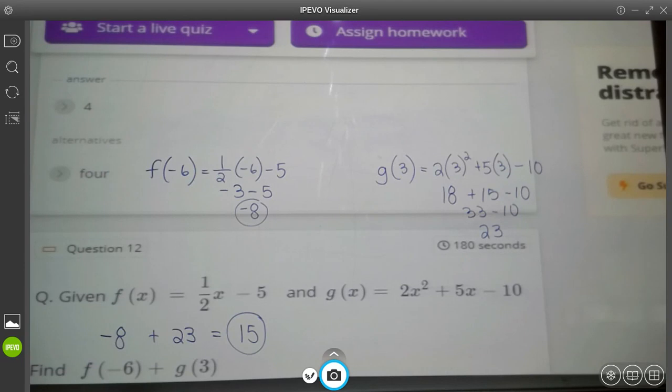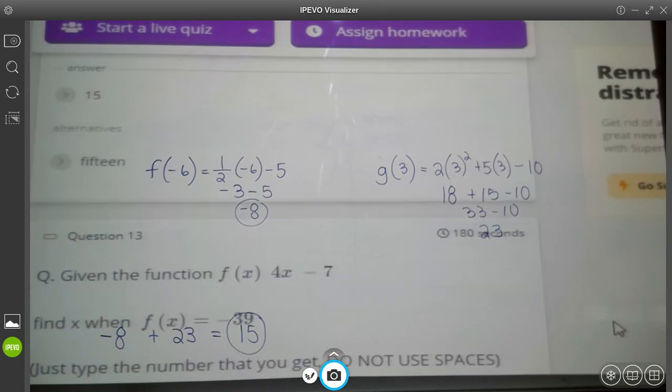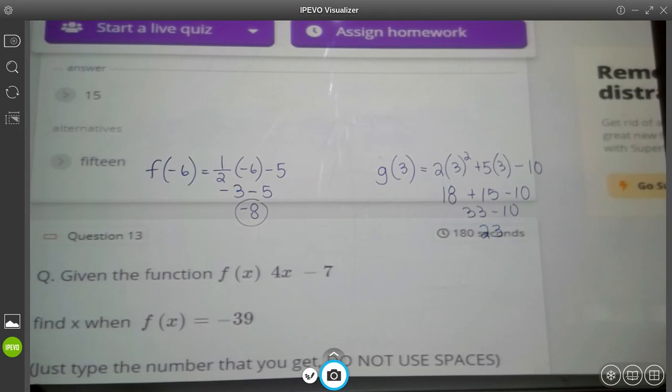All right, last question. I give you a function, and this is a typo. It should say equals. f of x equals 4x minus 7. They want you to find x. So what number has to go in to make f of x equal negative 39? So what they want you to do, they want you to plug negative 39 in.